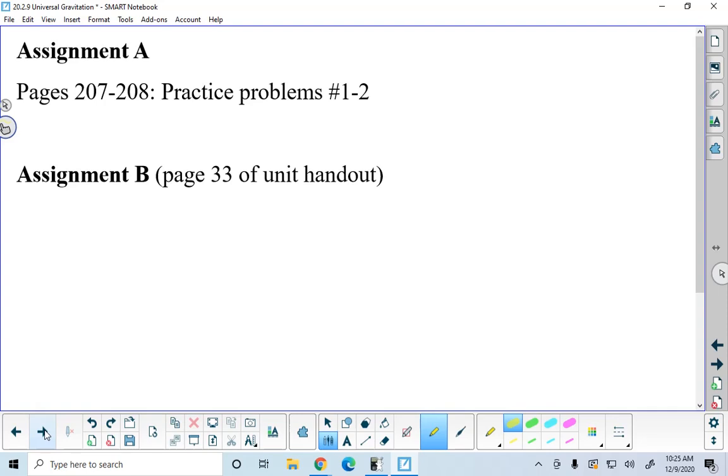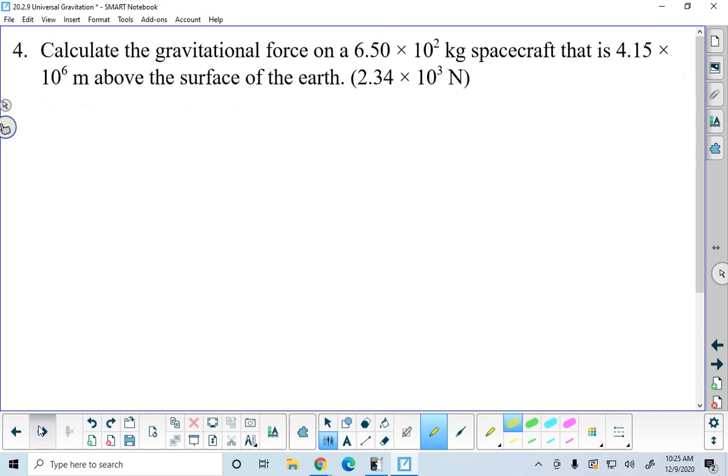We're dealing with assignment B, which is on page 33 of your handout. There are just boatloads of problems here you can try. Please try to remember that when you're finding the force due to gravity for an object above the surface of the Earth, you need to add the radius of the Earth to how far above the surface of the Earth they are to get R. And incidentally, that distance above is called altitude. So for example, when you take a look at question 4, the altitude of the spacecraft needs to be added to the radius of the Earth to get the distance.